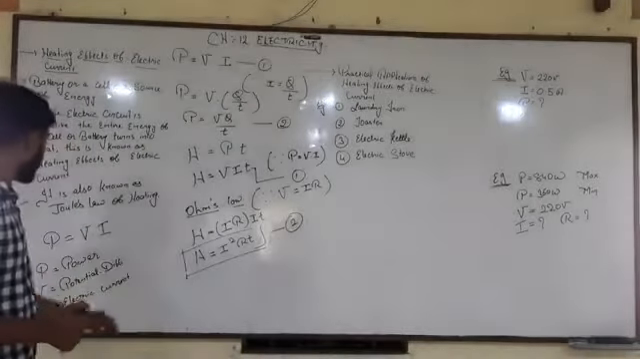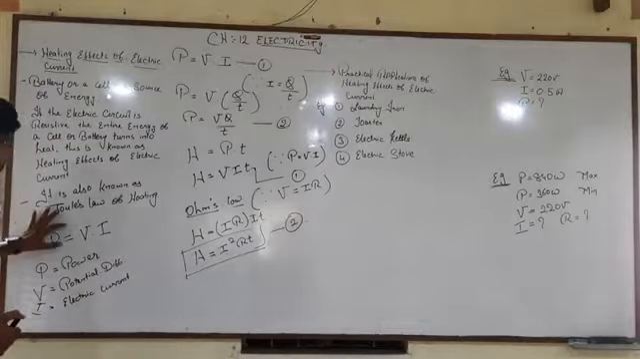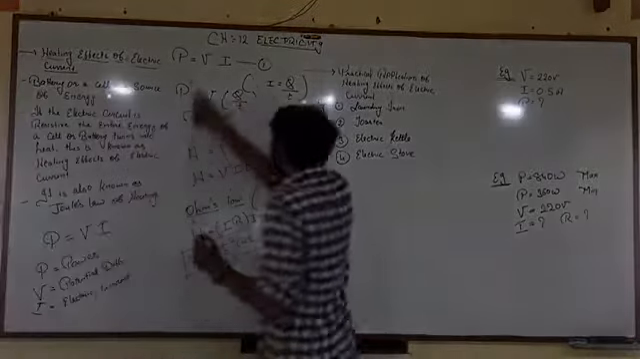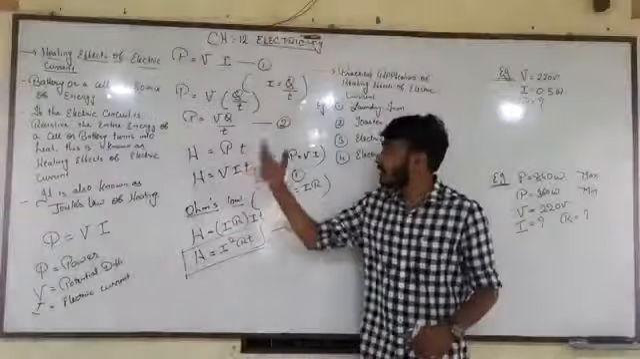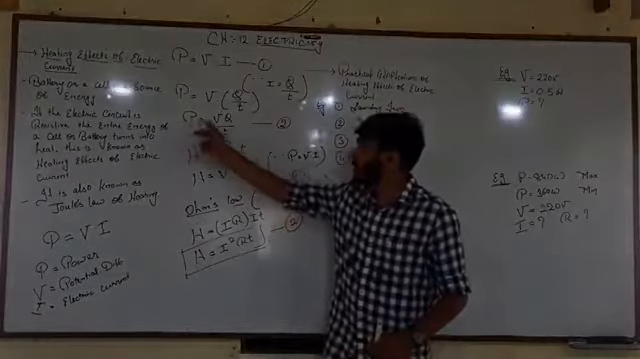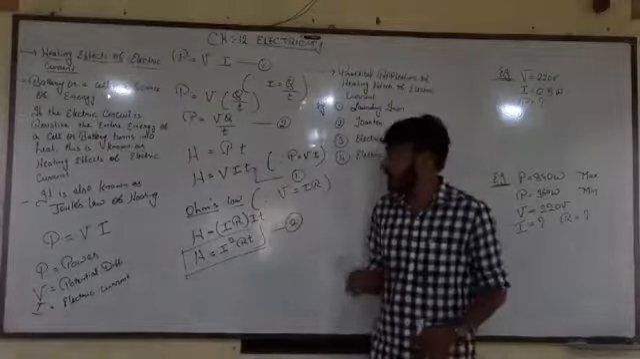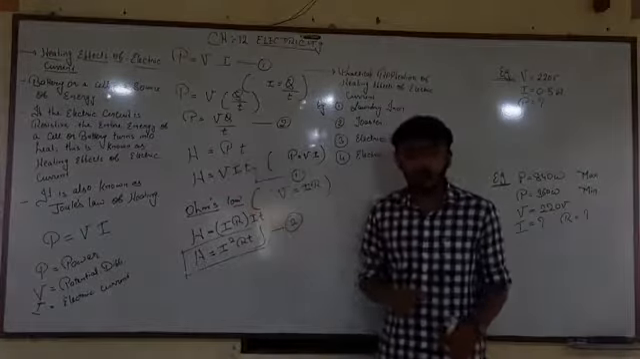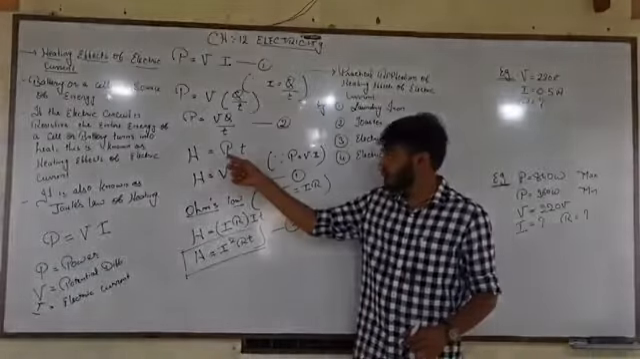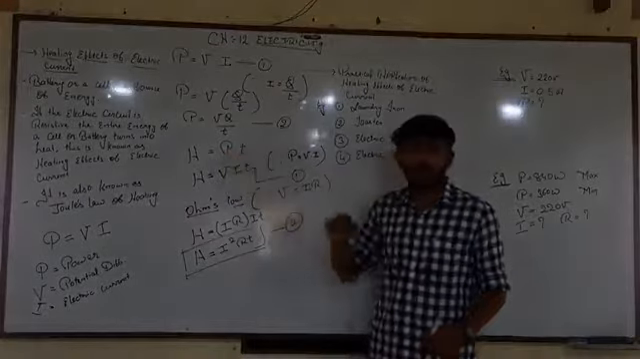So the first thing we did was that P is equal to VI. Then V is equal to Q upon T, so that will be left over there, that is P is equal to VQ upon T. Now we did heat. Heat is equal to what? P dot T, that is power multiplied by time.